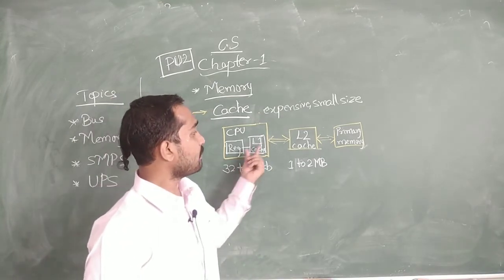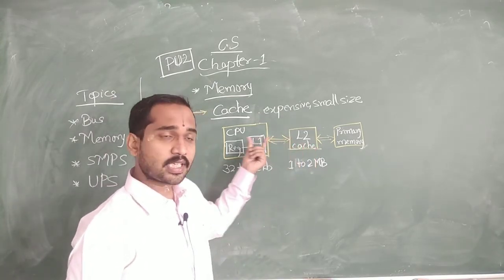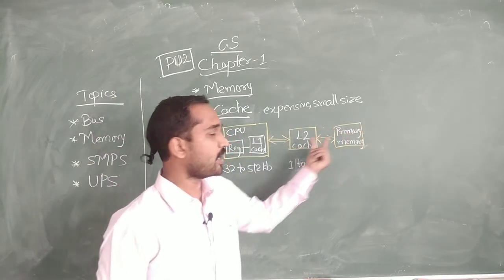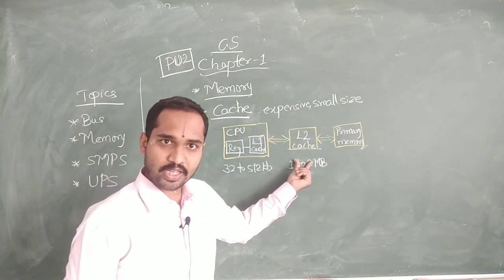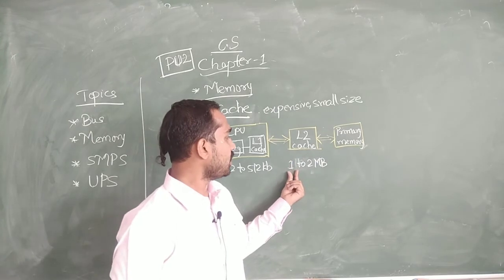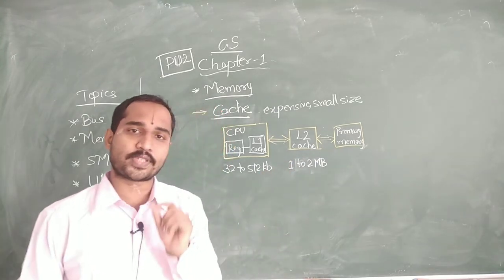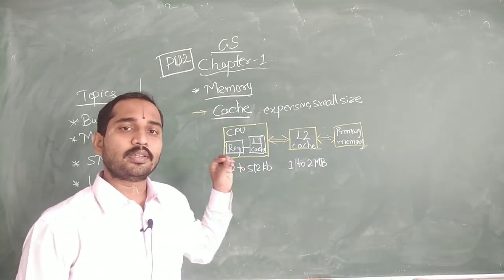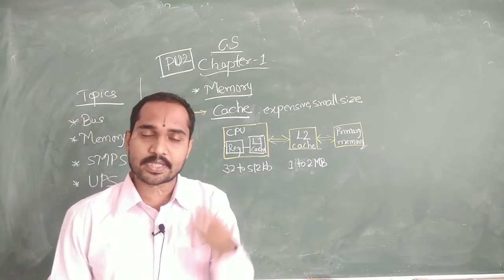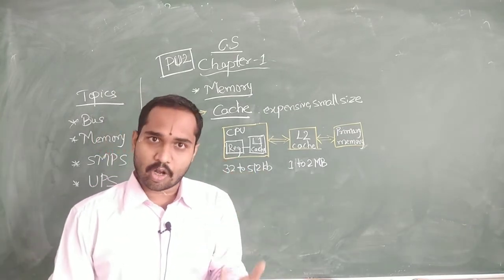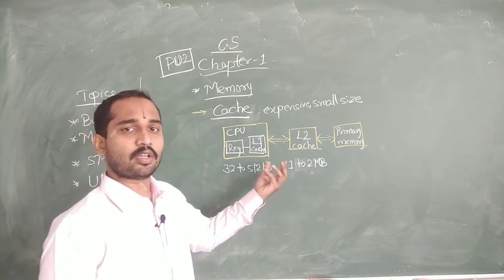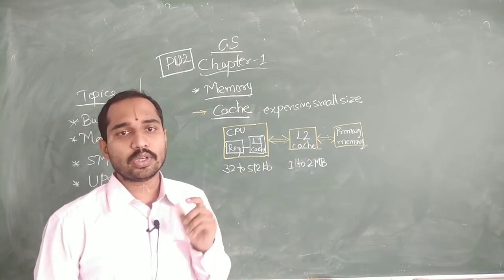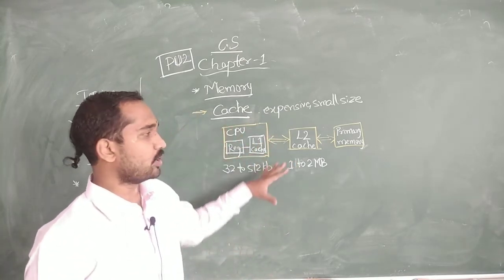Okay. Coming to the L2 cache, it is situated in between the CPU and the main memory, the level 2 cache. Okay, it normally has 1 to 2 MB of size. Okay, so the recently closed tabs or the often used data is always stored in this level 2 cache. Okay, so this is about the cache memory.